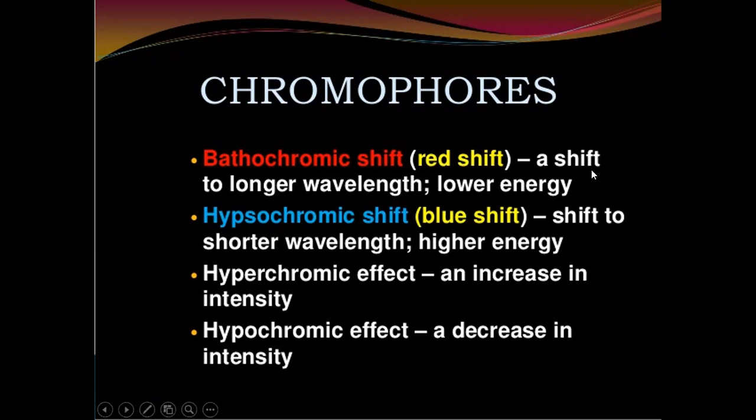The shift of lambda max, the maximum absorption wavelength, towards longer wavelength is called redshift or bathochromic shift. Here you can see low energy. Longer is the wavelength, lesser is the energy. So a shift of the absorption to longer wavelength is called bathochromic shift, also called a red shift. Here in the shift, there is less energy absorption.